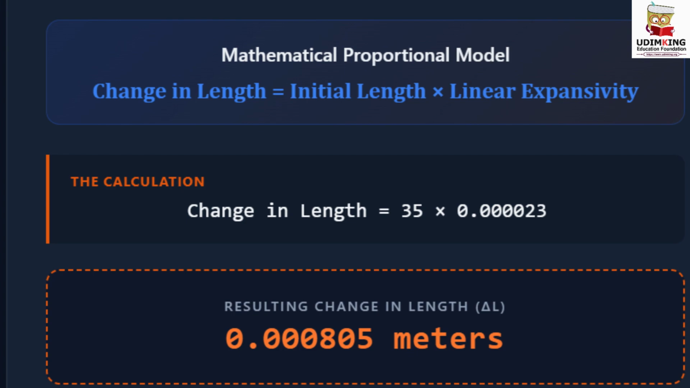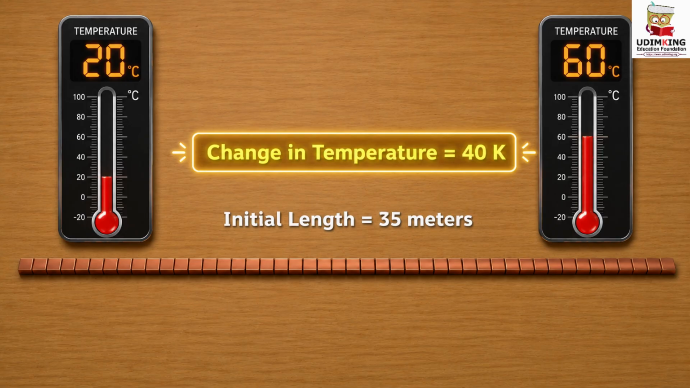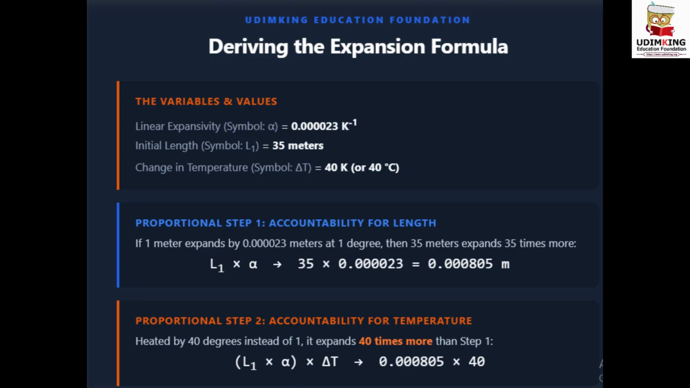which produces the change in length as 0.000805 meters. But wait, what if the hot sun beats down and heats our 35-meter aluminum pipe not by 1 degree, but by 40 degrees? We just add one more simple step to our proportion. If the metal expands a certain amount for 1 single degree of heat, then heating it by 40 degrees means it will expand 40 times more. So we take our previous result and multiply it by 40.